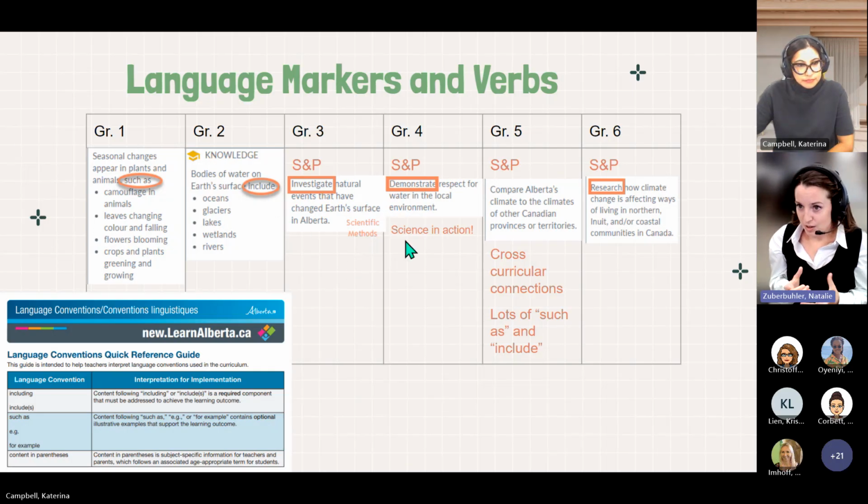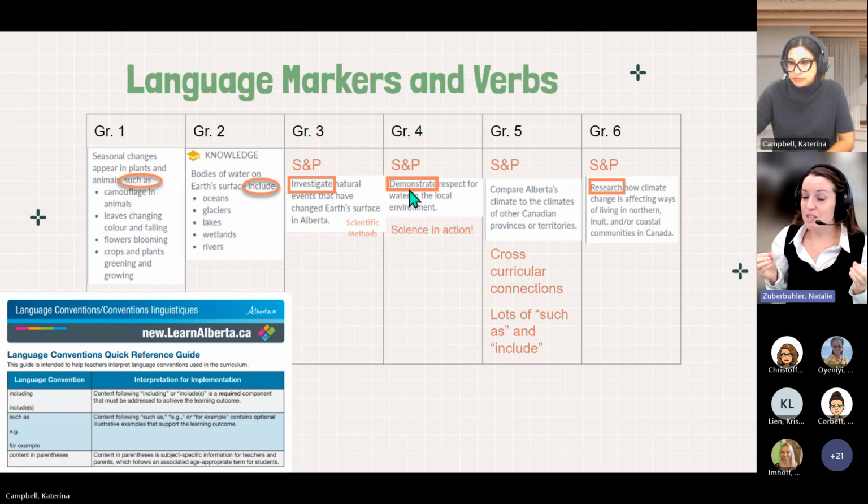You'll see another word, demonstrate. When we see that in grade 4 and other grades, obviously, we are doing the science. This is hands-on, this is engaging, we are exploring, we are explaining. There's an opportunity to tie in scientific methods there too, but this is where we really are all engaged.